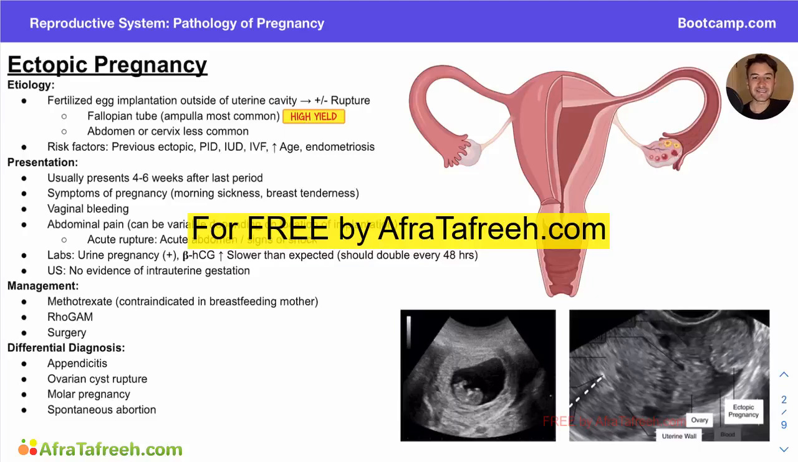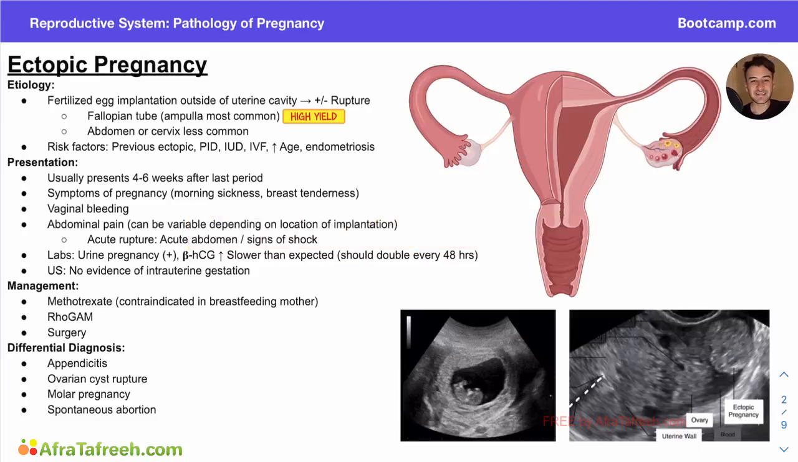Alright guys, let's get busy talking about ectopic pregnancies. This is a big topic on exam day. An overview of how we're going to approach this: we're going to talk about where they come from, how they present, how to manage them, and then we're going to cover a differential diagnosis for ectopic pregnancy at the end of our video here.